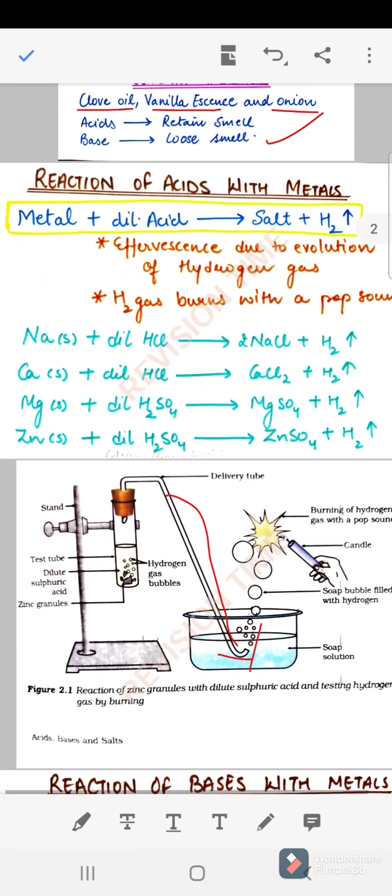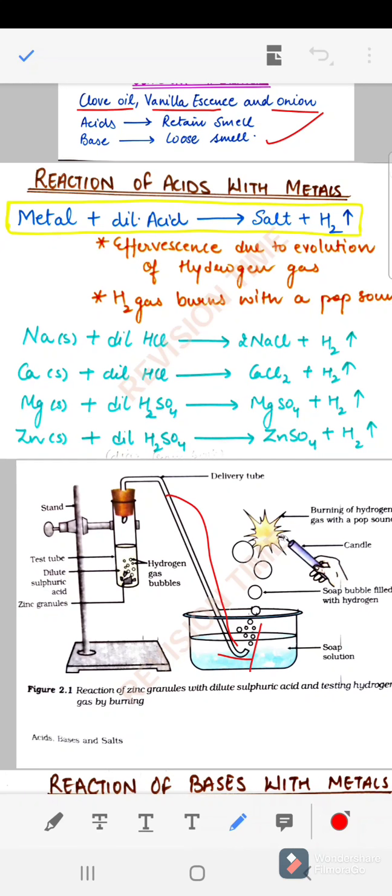Next, let us see how the reaction of metals with acids takes place. Metals react with dilute acid only. It will form salt and hydrogen, sorry, not water. Due to the evolution of hydrogen gas, there will be effervescence. Please note that this is not brisk effervescence, because brisk effervescence is observed only in the evolution of carbon dioxide. Also the hydrogen gas burns with a pop sound.